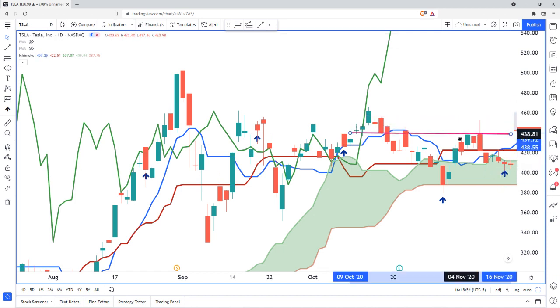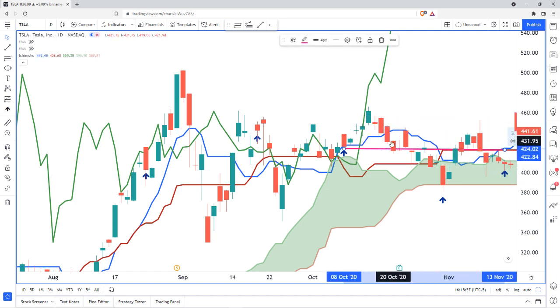And now we need to check to see where is our delayed line. Nope, it is not above, it's below past price. So we still can't go long because we don't have the confirmed uptrend.